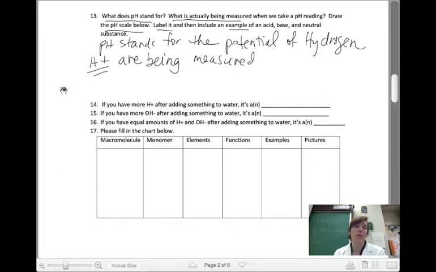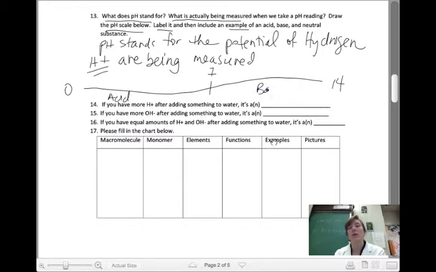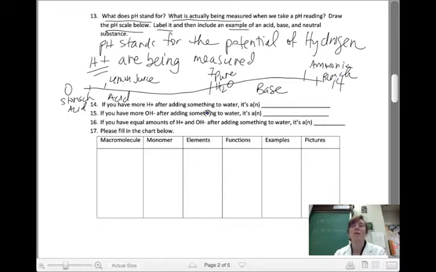And then when we draw our scale, we have from 0 all the way up to 14, with 7 being smack dab in the middle. Anything below 7 here is going to be an acid. Anything above 7 up here is going to be a base. And if we wanted to include some examples, down here we might have lemon juice, or we might have even lower, stomach acid. What we could put for neutral is pure water. And then for a base, we could put ammonia, or we could put bleach. Most of the cleaning products we have are bases. So then we've answered every part of our question there.